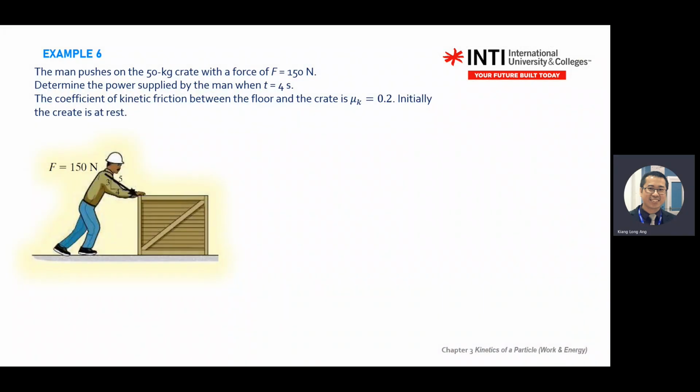Let's look at how we apply the principle, not the understanding, in power. So this question, you have a man pushing a 50-kilogram crate with a force of 150 Newton. And you look carefully on the diagram, this force is not a straight line. It's not a normal horizontal force, but with an angle. And it gives you a normal triangular relationship, which is 5, 3, and 4. Determine the power supplied by the man when t equals 4 seconds.